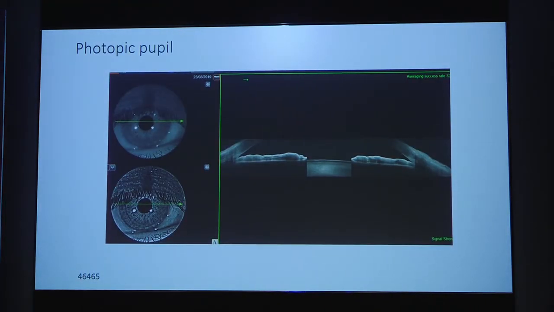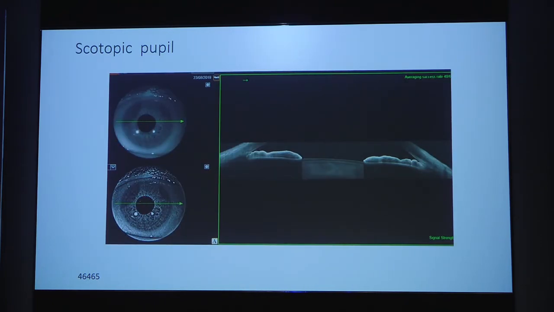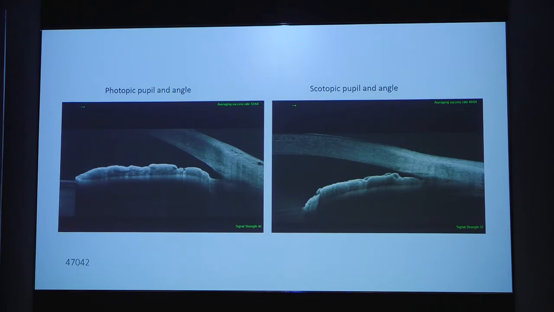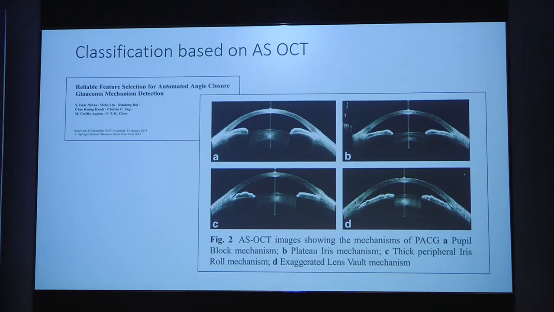So these are some slides. Now here you can see a photopic pupil in a routine sitting position, and a scotopic one. So the iris definitely contracts and the angle gets occluded even in a normal patient, as you can see here. Here also, photopic pupil and angle, and scotopic pupil and angle. So you can see the reduction in the angle qualitatively also.